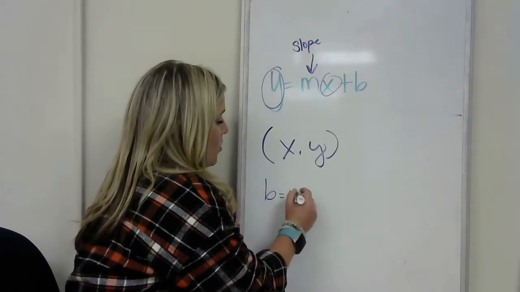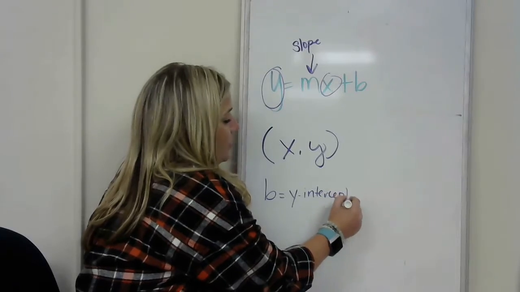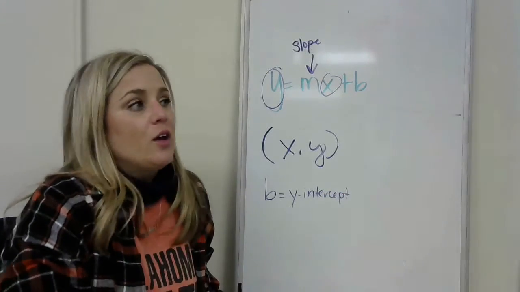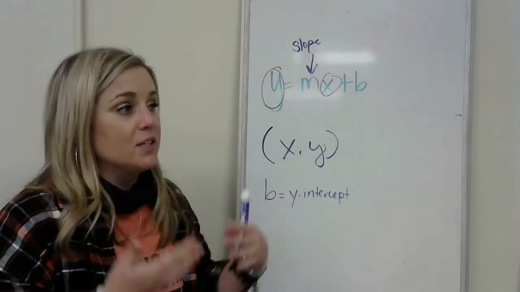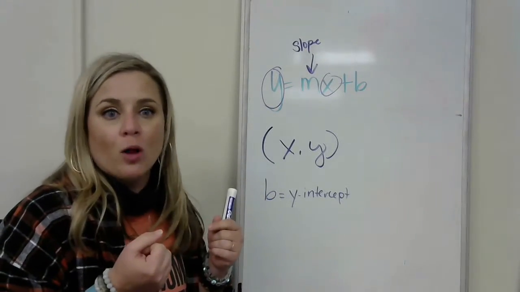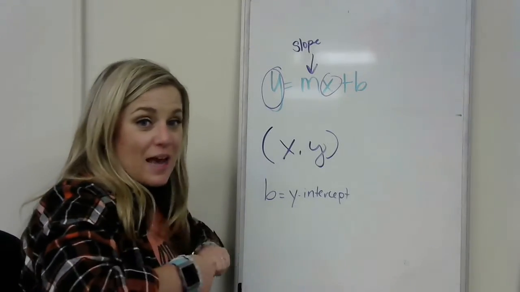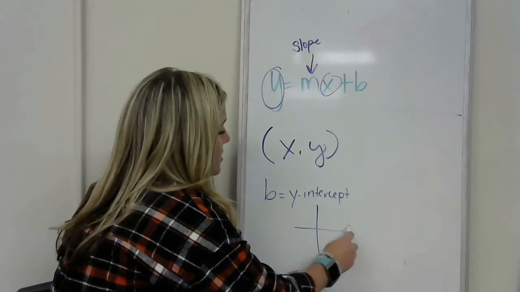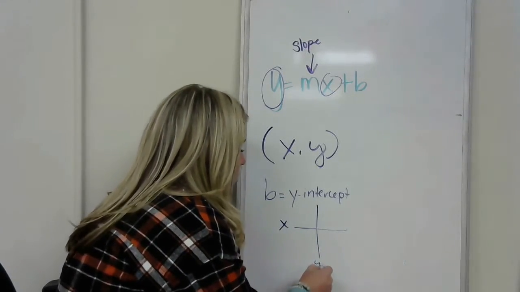Now, b. B is y-intercept. And let's think about, what does intercept mean? So you football boys, or you fans of football, what is an interception? It's when you catch the other team's ball, right? Okay, so that's what an intercept is when we're talking about this. Okay, so here is our coordinate plane. We know this is our x and this is our y coordinates, okay?